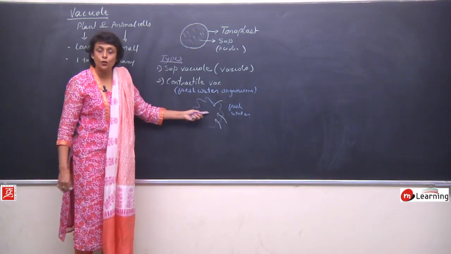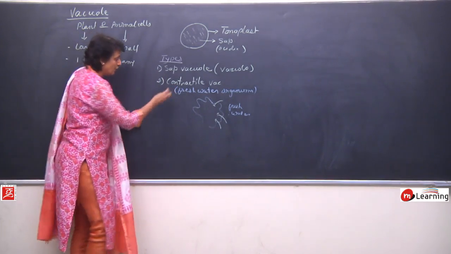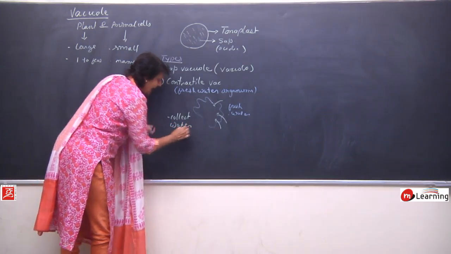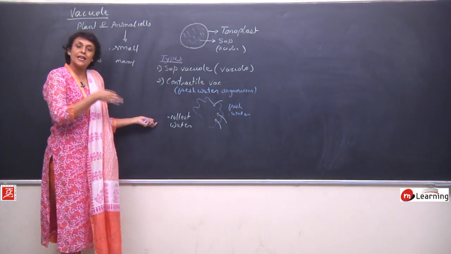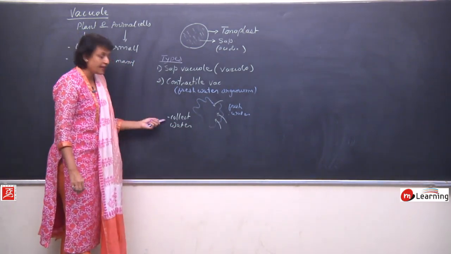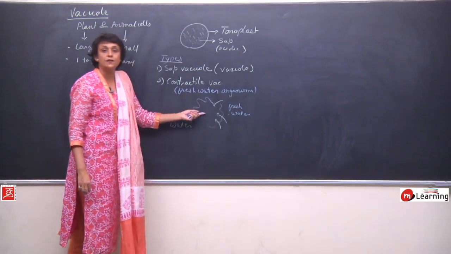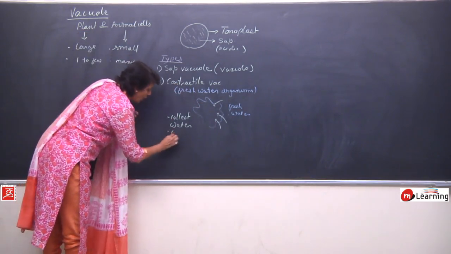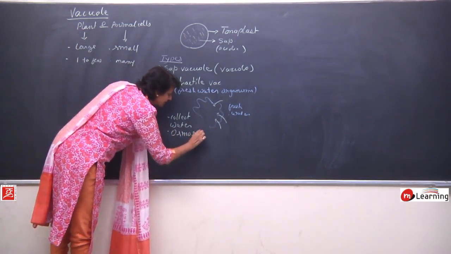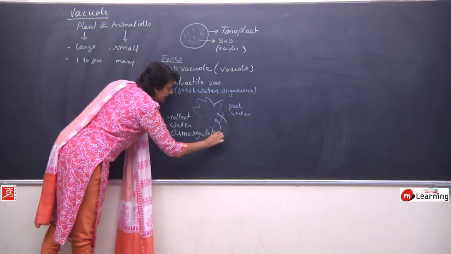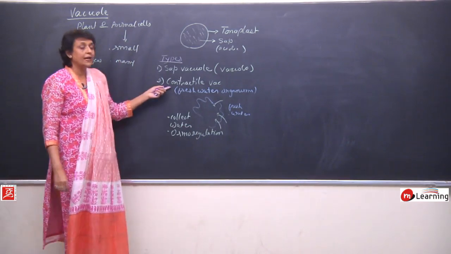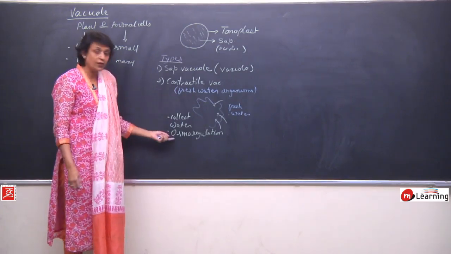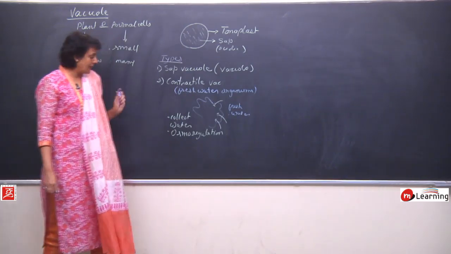So these contractile vacuoles keep collecting this water, and by exocytosis they expel this water outside. So basically they are helping in removal of all that water which is passively coming into the cell. This regulation is known as osmoregulation. And that is why it is said that these contractile vacuoles work like higher animals' kidneys. Our kidneys also help in osmoregulation, and so are these contractile vacuoles.